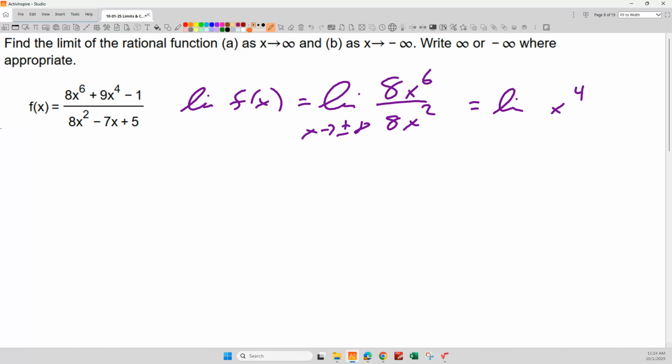Now, if we had an odd power of x, then we would have had differing behavior at the extremes, right? Okay, give me thumbs on that. Does that make sense? Okay, all right.